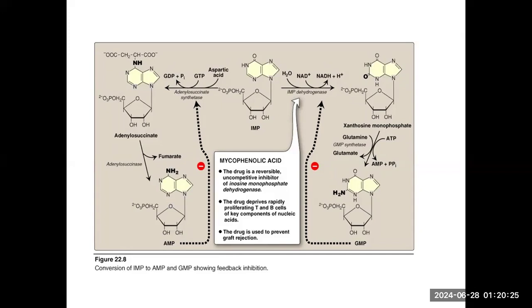The controlling mechanism: when we have an excess amount of GMP, no more GMP is required, so it blocks the enzyme IMP dehydrogenase. Don't convert IMP into GMP. Similarly, when we have an excess amount of AMP, it blocks the reaction from IMP to the synthesis of AMP, that is the adenylosuccinate synthetase enzyme. And that's how they control.